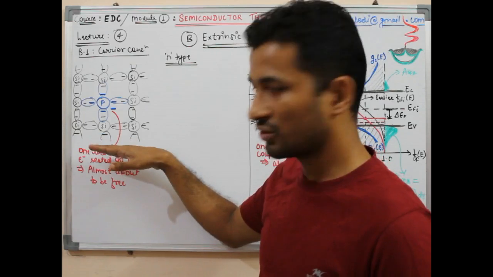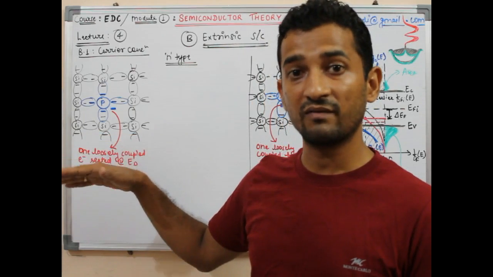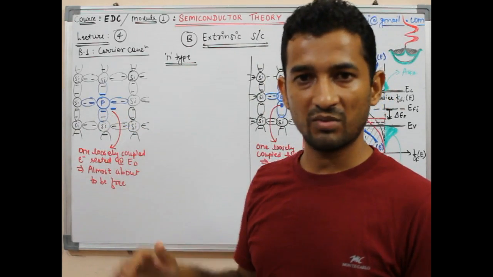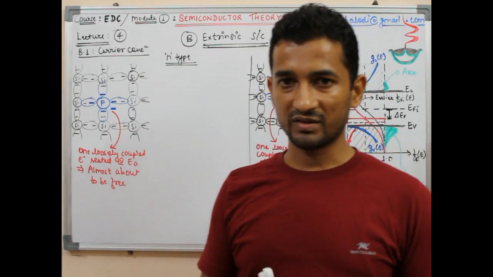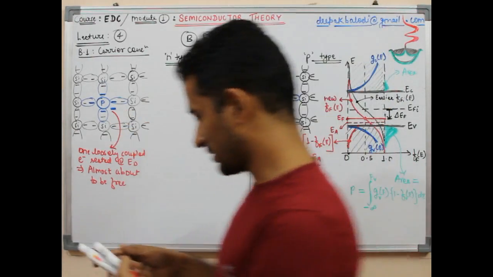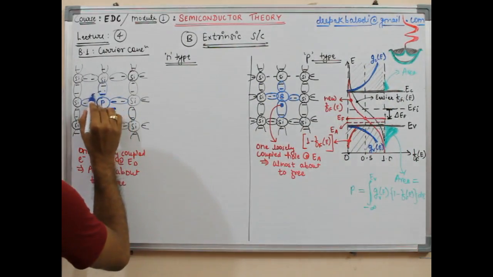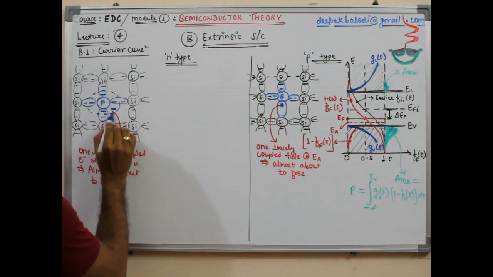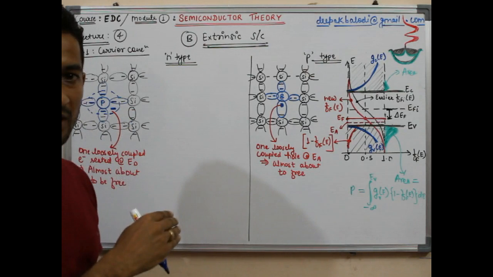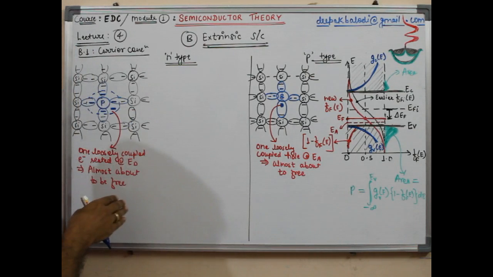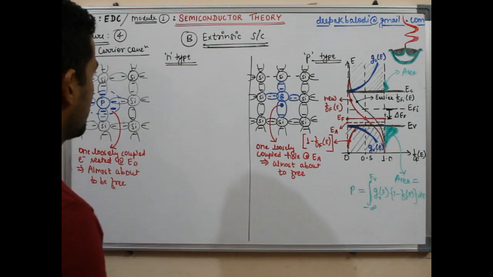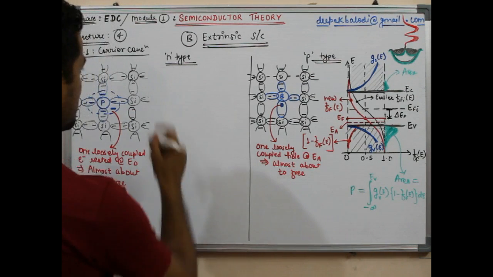So I need not show you in a stepwise manner. I could have directly said that this is a free electron. That's what I want to say, but I'm just giving you a development, that once it is here, it is still in the weak influence of this phosphorus atom. It is weakly coupled because it is not maintaining any covalent bond, and very soon it will come out of the bondage of the phosphorus atom and then it will be called a free electron. Okay, and the same thing we can understand in the energy band diagram.